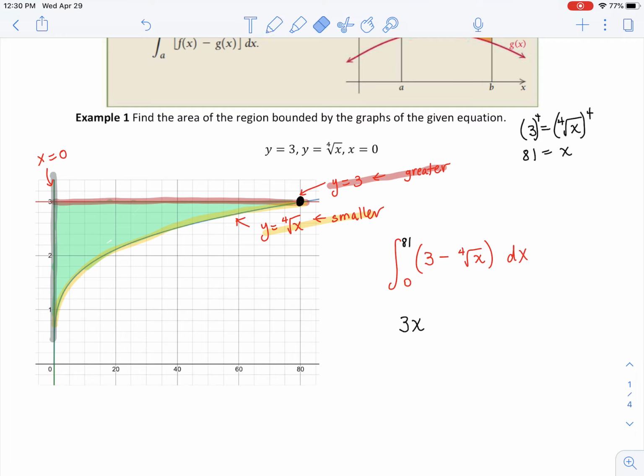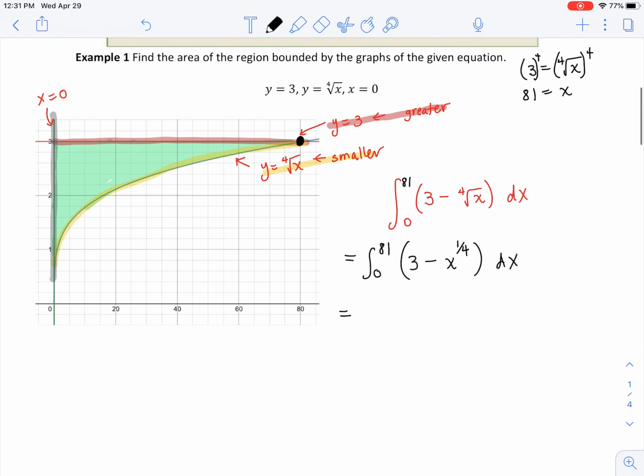together. So the 3 will come down as what? 3x. And before I do that, let me go ahead and rewrite this. As you notice that this is 3 minus x to the what power? 1/4 power. So I just rewrote it in exponential form with the rational exponent so that I can use the power rule. What's the antiderivative? That's going to be 3x minus x to the 5/4 power divided by 5/4. So let's just multiply by the reciprocal of 4/5. This is using the power rule that we talked about in 4.1, right?